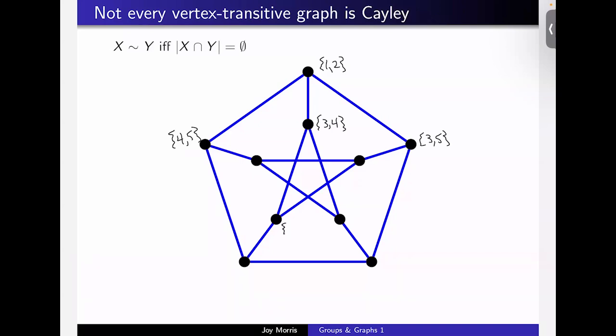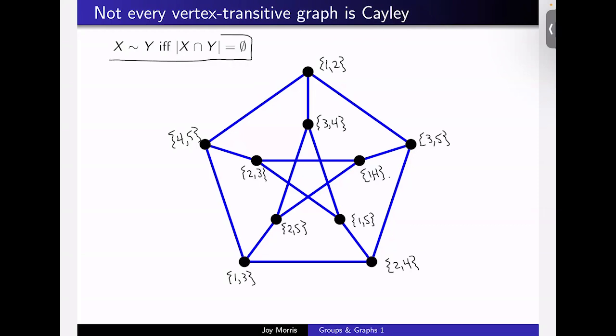And 3, 4 is also adjacent to 2, 5, and to 1, 5. And 4, 5 is also adjacent to 2, 3, and to 1, 3. And the only vertex that's adjacent to 1, 3, 1, 5, and 3, 5 is 2, 4. And the only thing that's adjacent to 2, 3, 2, 5, and 3, 5 is 1, 4. So with this labeling of 10 points by all of the subsets of size 2 from 1, 2, 3, 4, 5, if I define adjacency by two sets being adjacent if and only if their intersection is empty, I get exactly the Petersen graph.